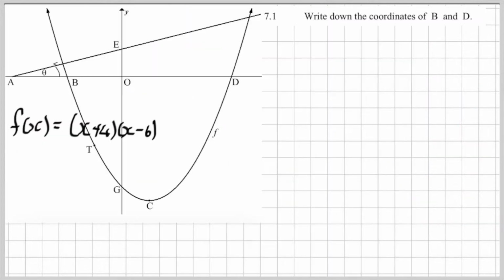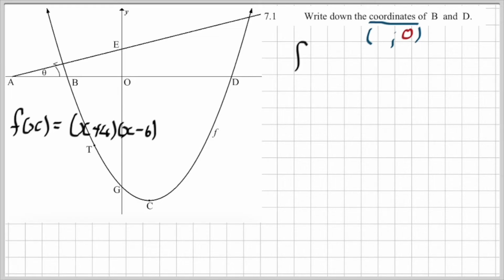Question 7.1. Write down the coordinates of B and D. Let's just quickly analyze what they are asking. They're first of all asking for coordinates. I know I need x and y. What do I know from the information? We know that y is 0 because they told me it is an x-intercept. And also from the graph, I can make a very calculated guess that it is the x-intercept.